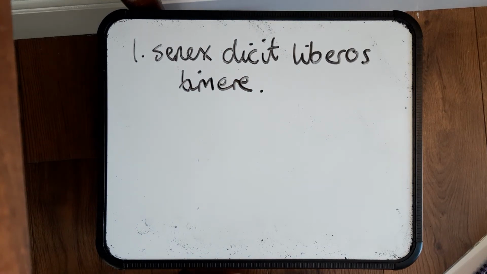Okay, so number 1, senex dicit liberos timere. Think about where the verb is. Remember to insert that. Translate the accusative as the doer. Translate the infinitive as a normal verb. Just have a go now. Pause the video and then you can reveal the answer afterwards.